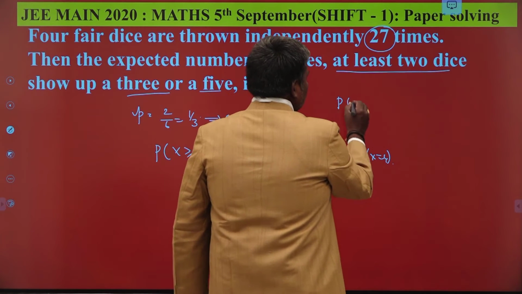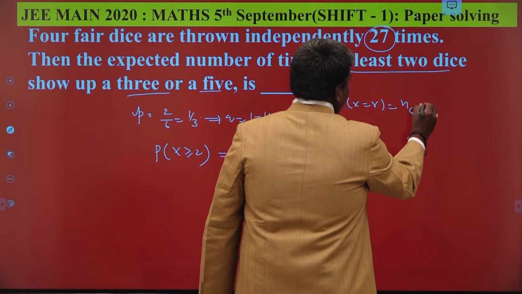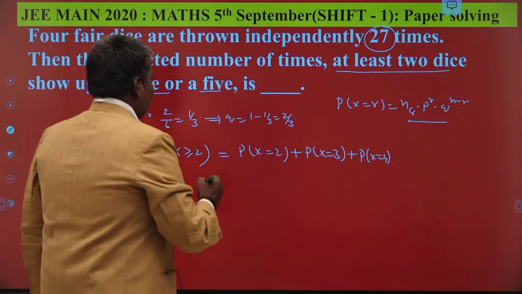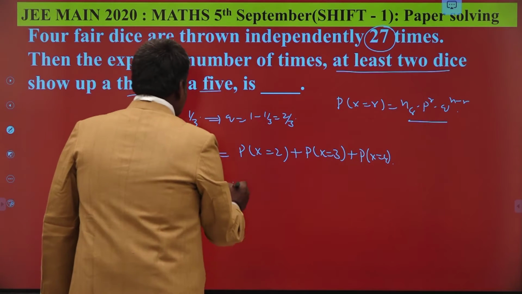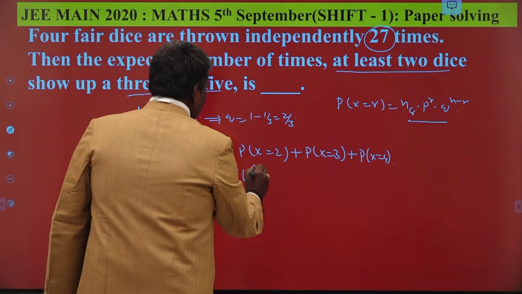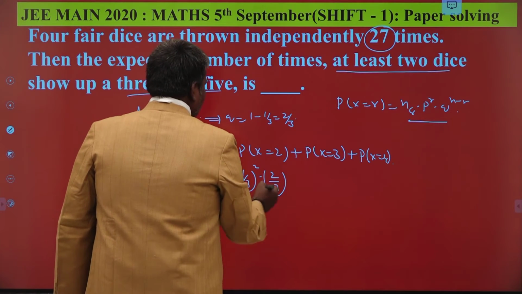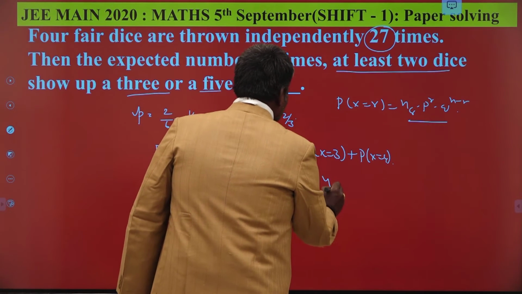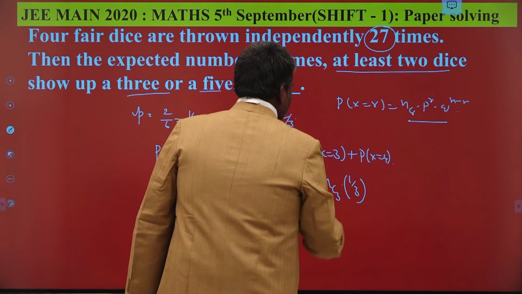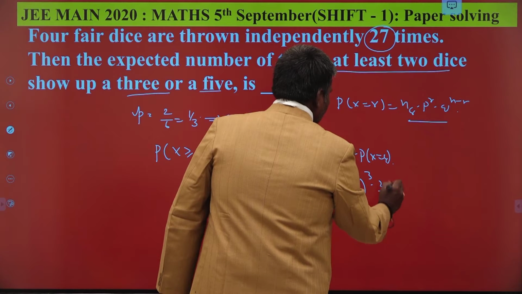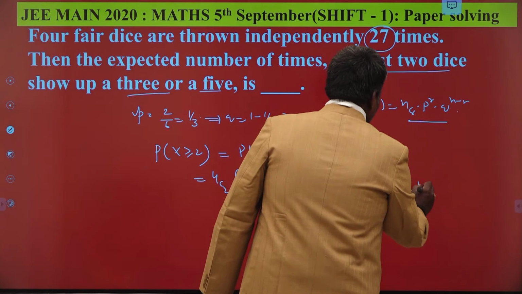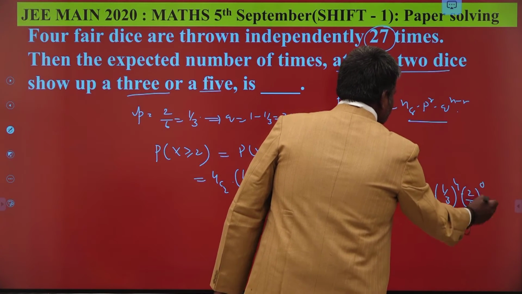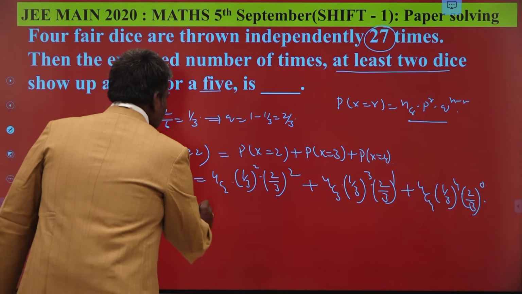From the binomial distribution, P of x equal to r is what? nCr, p power r, q to the power of n minus r. This is the binomial distribution. Now P of x equal to 2 is what now? 4C2 into 1 by 3 square into 2 by 3 power 4 minus 2. Again 4C4 times 1 by 3 power 4 into 2 by 3 power 0. This is the value.